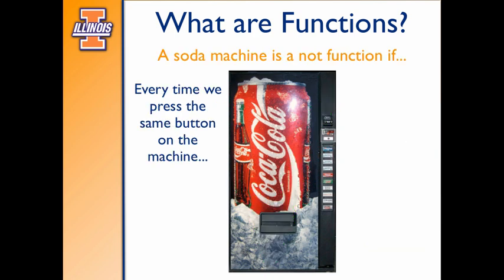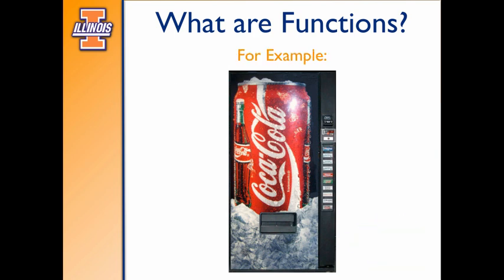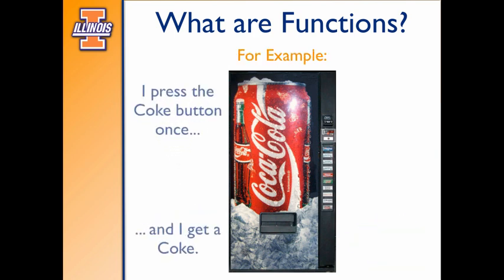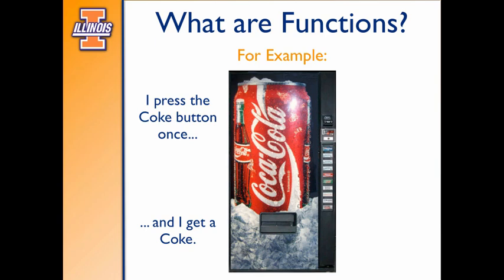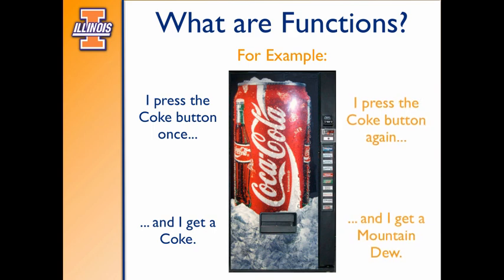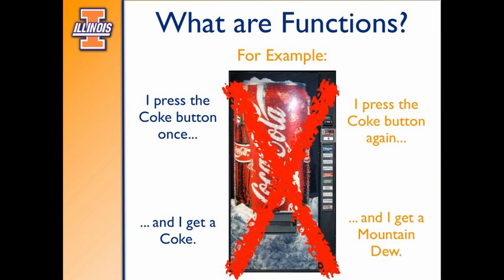A soda machine is not a function if every time I press the same button, we get different drinks. For example, let's say that on Monday, I pressed the Coke button, I got a Coke. On Wednesday, I pressed the Coke button again, but this time it gave me a Mountain Dew. So this machine doesn't work. I press the button, I don't get the drink that I should. This is not a function.